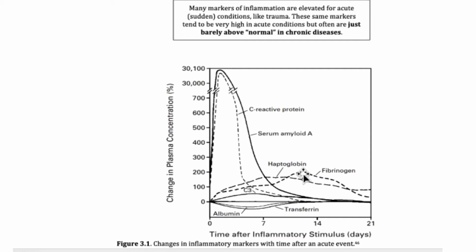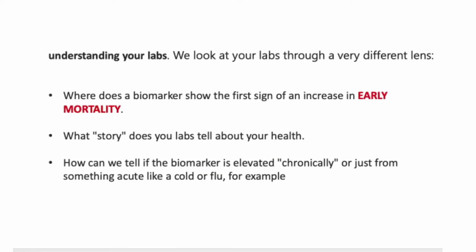So what's going on inside that capillary expresses itself on your red blood cells. And then this is where I threw into the blog notification, understanding your labs. We look at your lab through a very different lens. Where does a biomarker show the first signs of an increase in early mortality? What story does your lab tell?